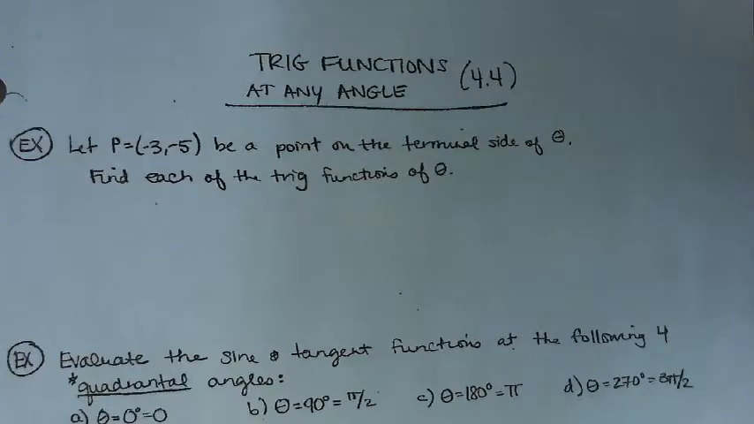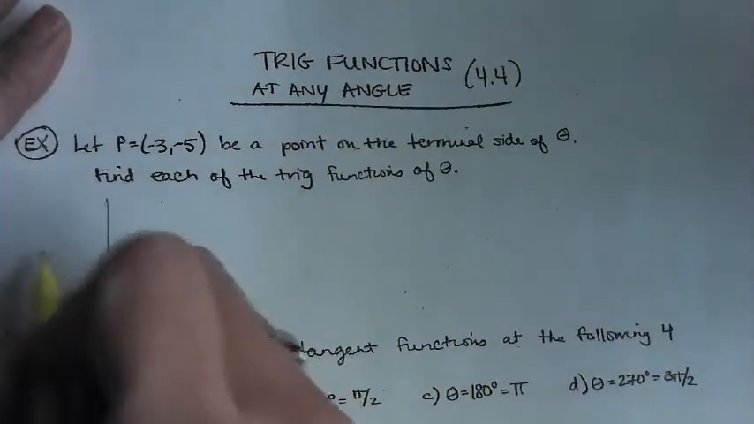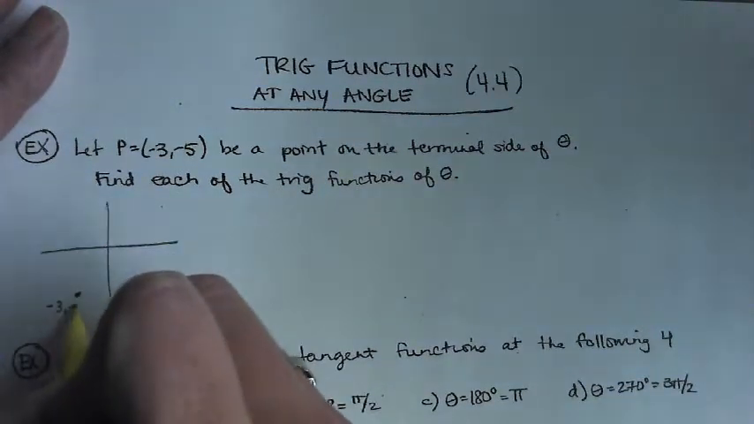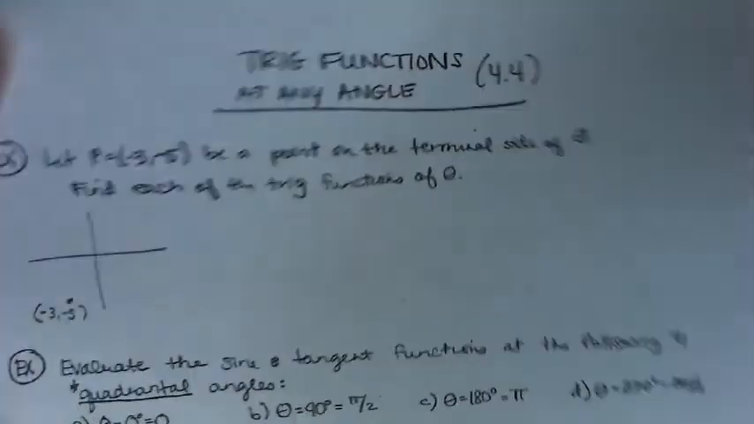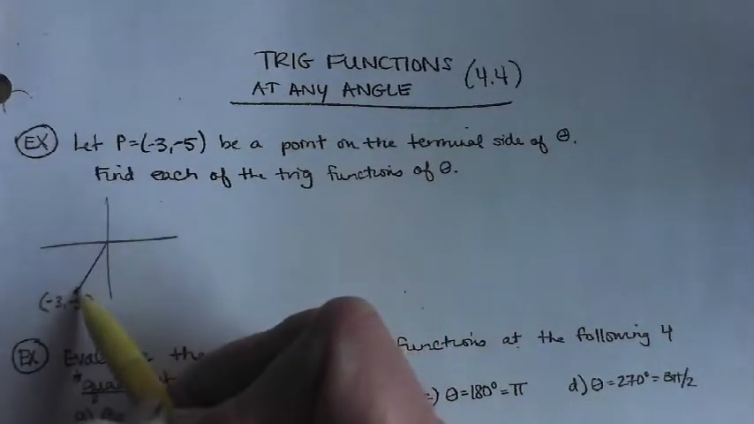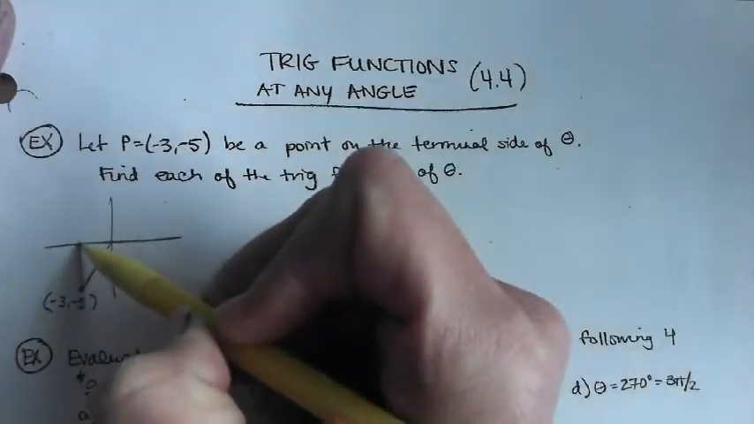Okay. So, first example, let P equal (-3, -5). I'm always a fan of sketching the point. I think I told you that when I teach this in Algebra 2, I make them always plot the point, draw the terminal ray, complete your triangle if you would like.